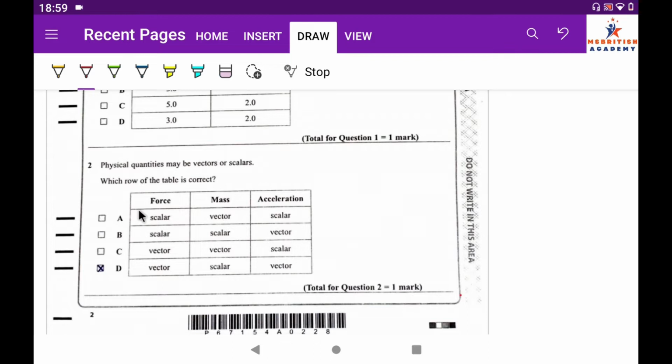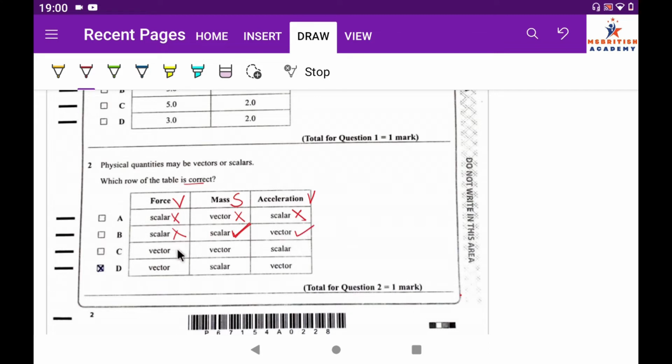Come on to question number 2. Physical quantities may be vectors or scalars. Which row of the table is correct? First of all, we know force is a vector, mass is a scalar, and acceleration is again a vector. Is force scalar? No. Is mass a vector? No. Is acceleration scalar? No. Is force scalar? No, it's a vector. Is mass a scalar? Yes, it's scalar. And is acceleration a vector? Yes, this is right.